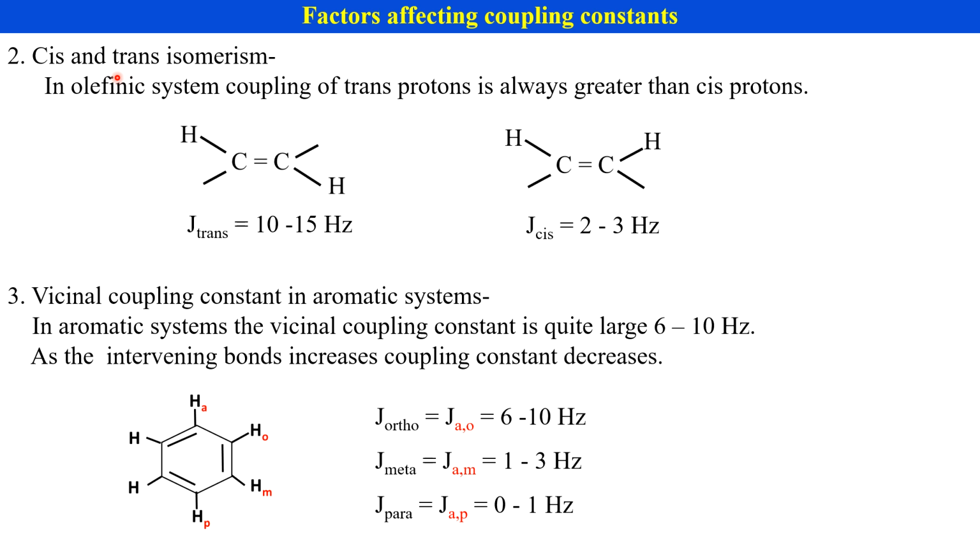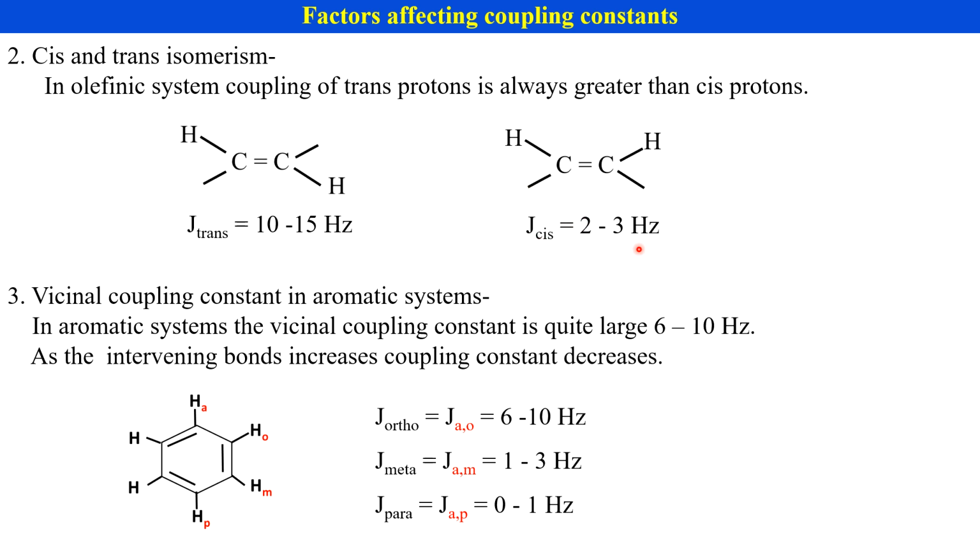The next factor is cis and trans isomerism. In olefinic system, coupling of trans protons is always greater than cis protons. J of trans is 10 to 15 Hertz, and J of cis is 2 to 3 Hertz. Sometimes in question paper there is a question, how will you differentiate or distinguish between cis and trans isomer? Then remember that in case of trans isomer, the coupling constant is larger, and in case of cis isomer, the coupling constant is less.